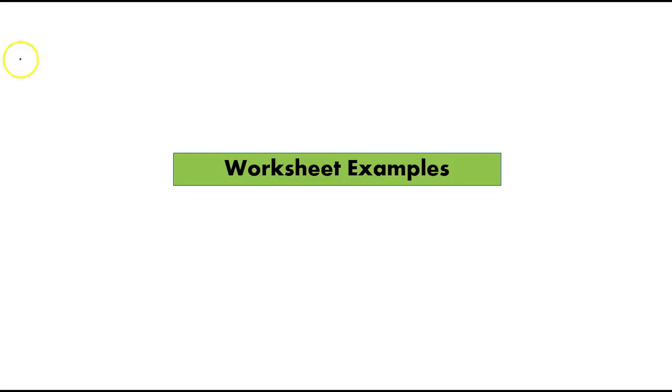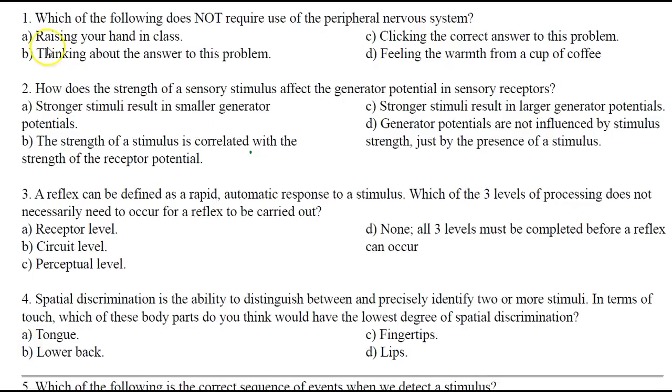Let's go ahead and get into an example on the worksheet. I'm going to focus on number 2. How does the strength of a sensory stimulus affect the generator potential in sensory receptors? So I see sensory stimulus, I see sensory receptor. They're focused on a generator potential, but remember, this is still a graded potential. It's just 2 types, generator and receptor. Okay? So the focus is going to be generator.